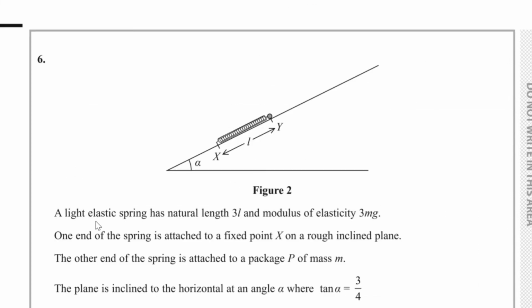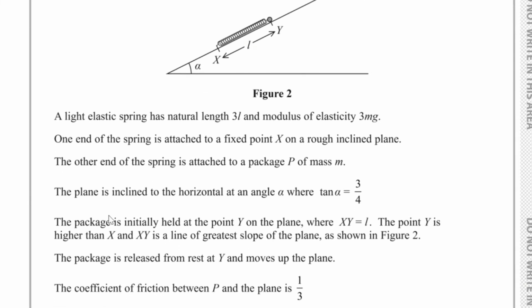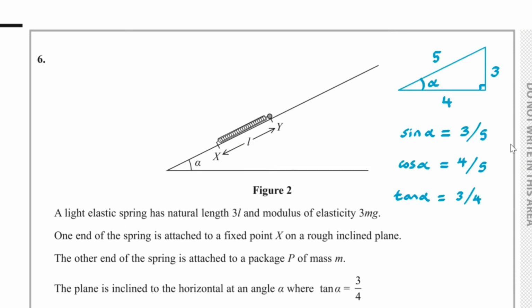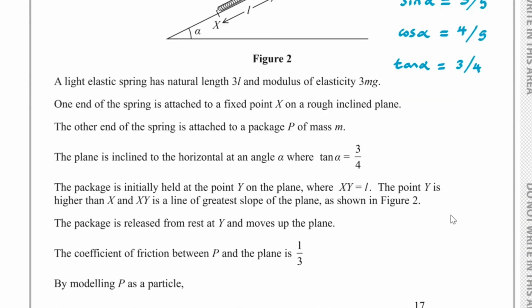Question number 6. A light elastic spring has natural length 3L and modulus of elasticity 3mg. One end of the spring is attached to a fixed point X on a rough inclined plane. The other end of the spring is attached to a package P of mass m. The plane is inclined to the horizontal at an angle alpha, where tan alpha equals 3/4. And if that's the case, forming a right angle triangle with a hypotenuse equaling 5, found through Pythagoras, sine alpha is 3/5, cos alpha is 4/5, and given tan alpha is 3/4.